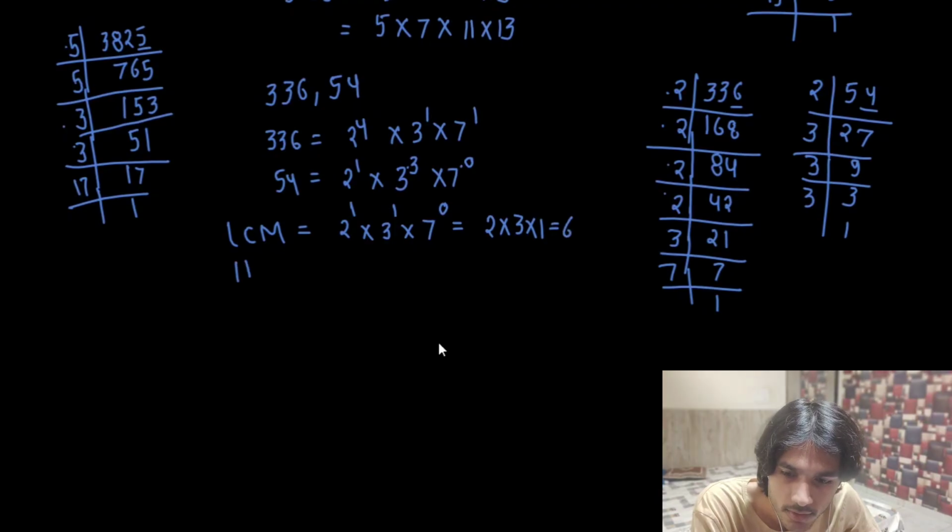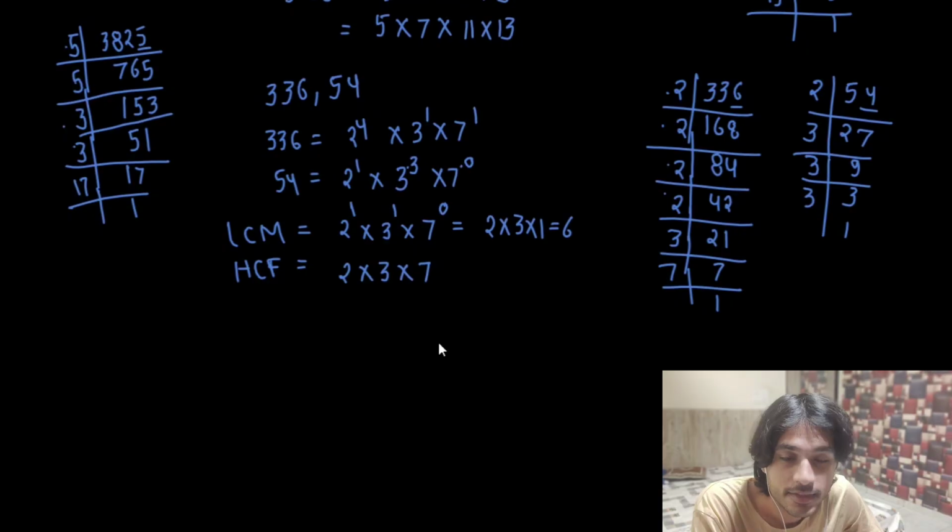Now let us take an example. Let us take a look at LCM. So LCM is simply what? Prime numbers with greatest power. So the greater power among 4 and 1 is going to be 4, among 1 and 3 is going to be 3, and among 0 and 1 is equal to 1.